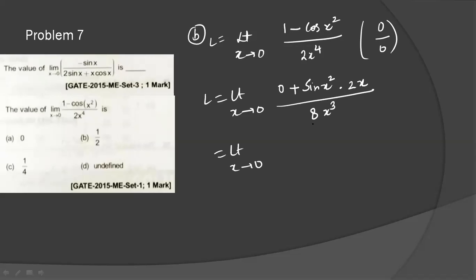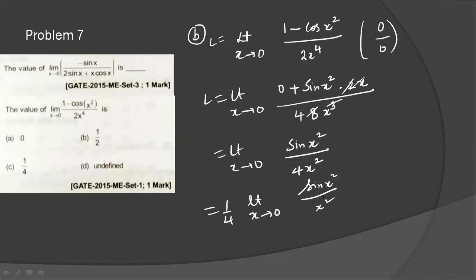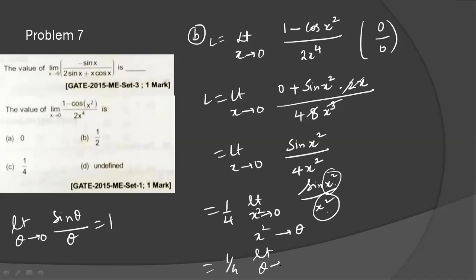Now it can be written as, if you divide 2 by 8, it will be 4 and the x is cancelled out. So it will be sin x square upon 4x square. You can take 4 outside, limit x tending to 0 of sin x square upon x square. If x tends to 0, this is your theta, and this is again theta. I told you the limit as theta tends to 0 of sin theta upon theta equals 1. Since x tends to 0, x square is also tending to 0. So if you replace x square as theta, then it will be limit theta tending to 0 of sin theta upon theta.